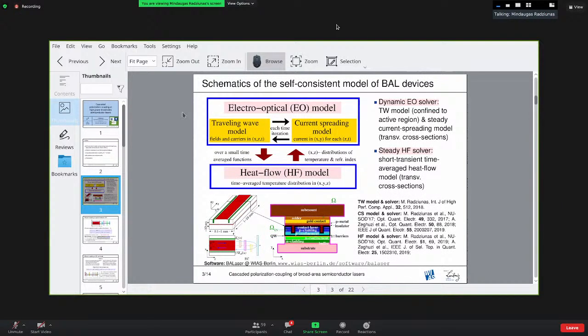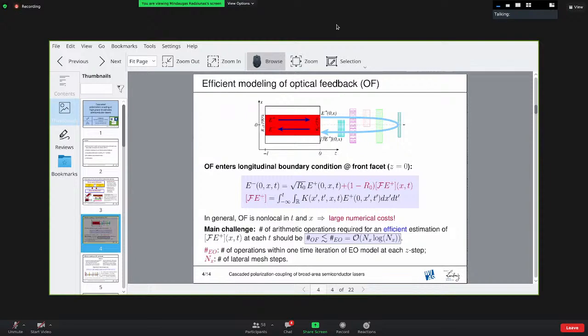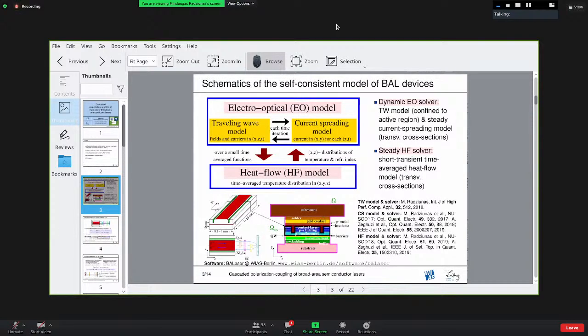Okay, the mathematical model which I'm using in simulation consists of two big parts. It's an electro-optical model, which I'm using for dynamic simulations of optical fields and carriers over, say, several nanoseconds, and a heat flow model, which I'm using to correct parameter values and take into account temperatures within the active zone. The electro-optical model is acting on the active zone, so it is described in lateral and longitudinal coordinates. The heat flow model actually accounts for all three-dimensional thermal distributions. These models are connected iteratively.